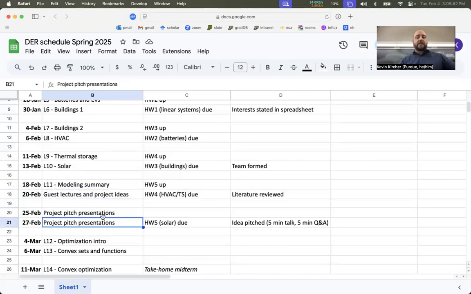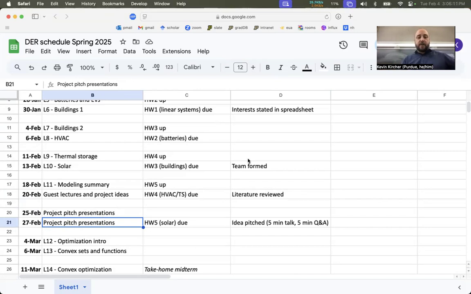And then we will have project pitch presentations on these 2 days. These will be roughly 5-minute presentations where you say, here's the broad topic that we're interested in. Here's a little bit of related literature that we've read about on this topic. And here's what we think our secret sauce is going to be, or the angle that we want to attack from.